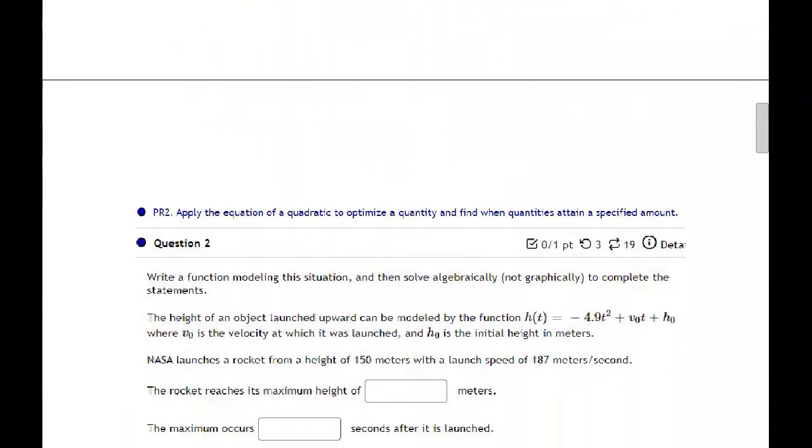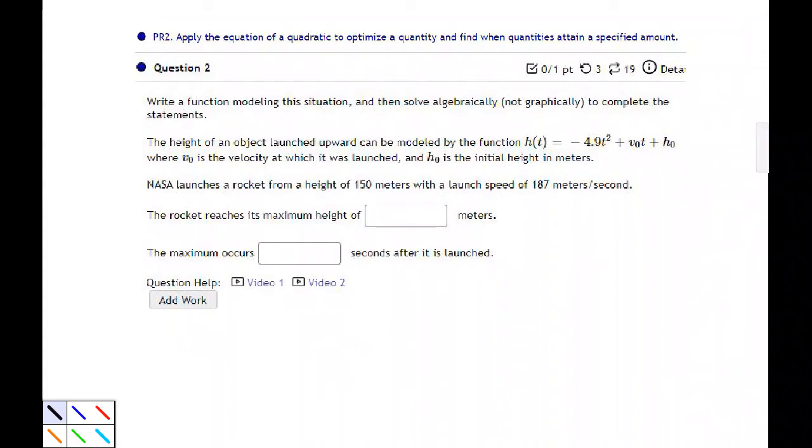All right, now for PR2, the question is: apply the equation of a quadratic to optimize a quantity and find when quantities attain specified amounts. So this question says write a function modeling the situation and then solve algebraically, not graphically, to complete the statements. Now the height of an object launched upward can be modeled by the function h of t equals negative 4.9 t squared plus v0 t plus h0, where v0 is the velocity at which it was launched and h0 is the initial height in meters.